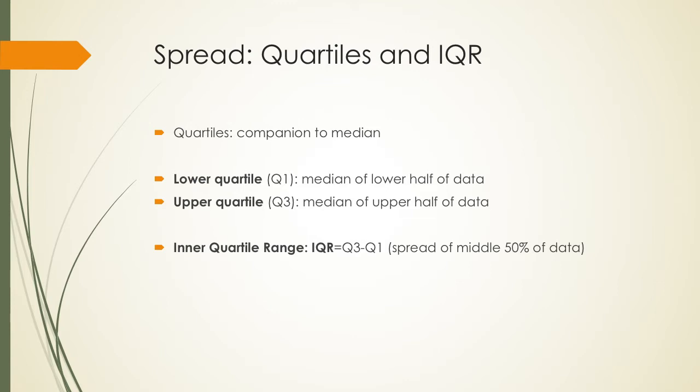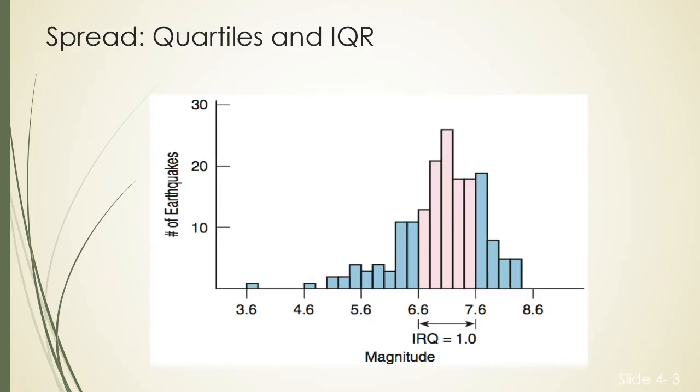Note that the lower quartile then gives the cutoff for the bottom 25% of the data, and the upper quartile gives the cutoff for the upper 25% of the data. The interquartile range, or IQR, is the difference of the upper and lower quartiles, and measures how spread out the middle 50% of the data is.